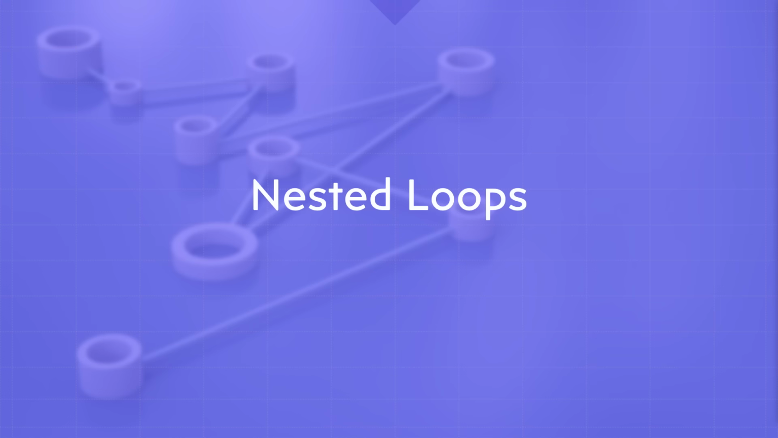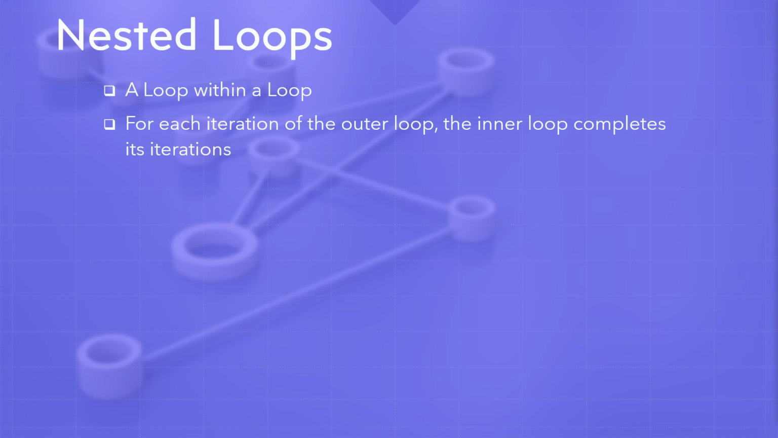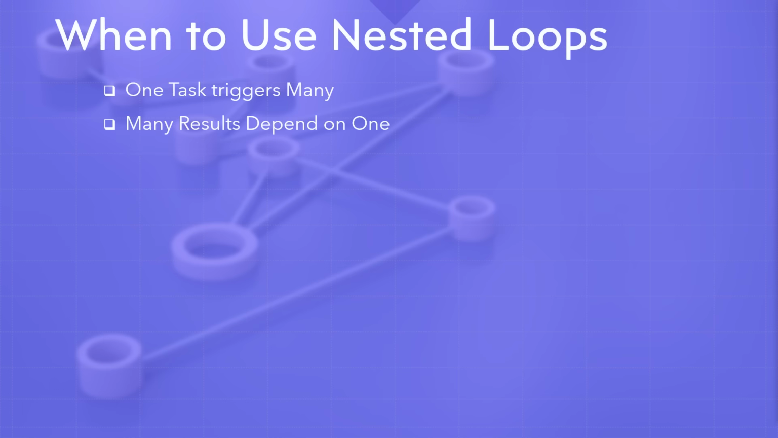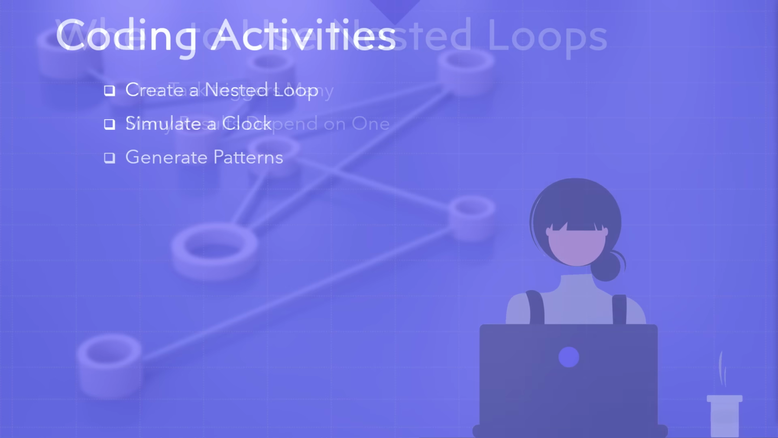Our first topic is nested loops. A nested loop is a loop within a loop, and it lets the inner loop complete its repetitions per single repetition of the outer loop. You use a nested loop when you want one action to yield multiple results. For our coding activities, we will create a nested loop, simulate a clock, and generate patterns.